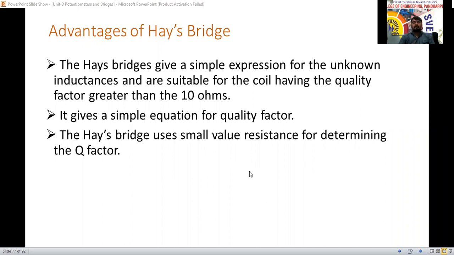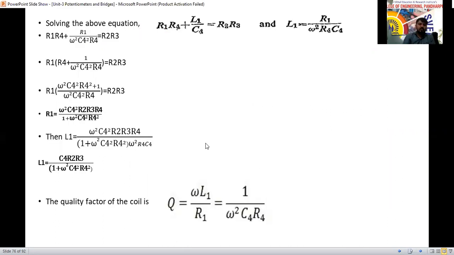In the previous class, we discussed the derivation of the Hay bridge. For R1 we got R1 equal to omega square C4 square R2 R3 R4 divided by 1 plus omega square C4 square R4 square. Substituting this R1 value in the equation, we get the L1 value. The quality factor is the reactance divided by resistance, so the quality factor of the coil equals omega L1 by R1.